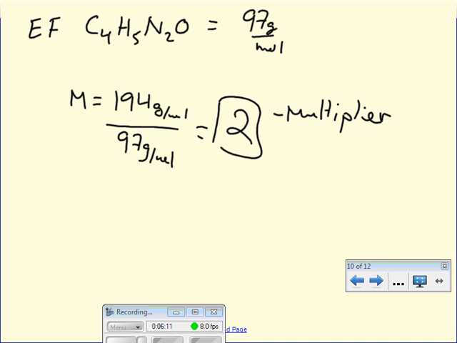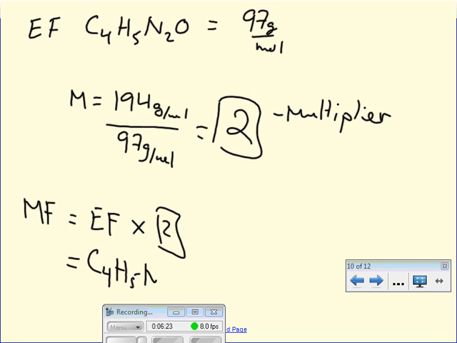To find the molecular formula, it's going to be the empirical formula times whatever the multiplier is, in this case 2. So it's C4H5N2O times 2, which gives C8H10N4O2. That's how I figured out my molecular formula, which is quite a bit bigger than my empirical one. So those are a couple more examples of different types of empirical formula questions that you might see.